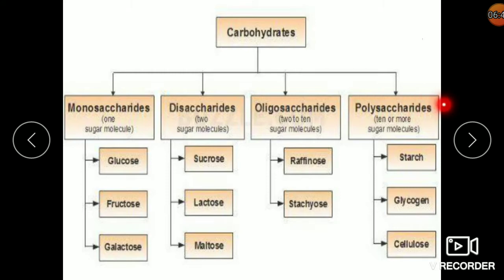Then we get polysaccharide. Polysaccharides on hydrolysis produce 10 or more than 10 sugar molecules. That means on hydrolysis you will get 10 or many more simple carbohydrates. Examples are starch, glycogen and cellulose. So these are the classifications of carbohydrate based on how many simple carbohydrate molecules it produces on hydrolysis.